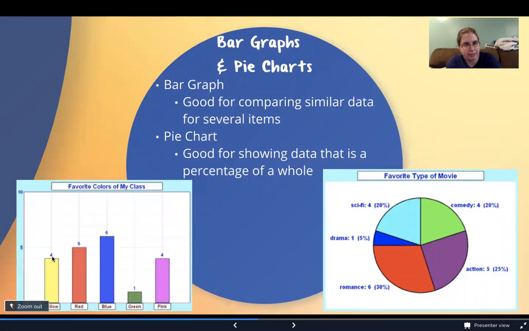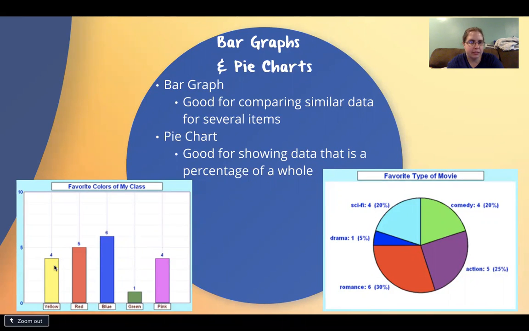So here we have the example, favorite color of individuals in the class. 4 kids, their favorite color is yellow. 5 kids like red the best. 6 kids like blue the best. 1 likes green the best. 4 like pink the best. So those are my actual measurements, and I put them in the bar graph.